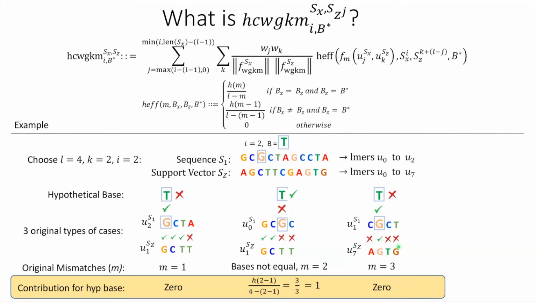In the third case, the number of mismatches was already 3, and there was no contribution at the position of interest because even though the actual base was matched in both kmers, the number of mismatches was too high. With a hypothetical base T at the position of interest, even the one match is lost, so clearly there is no change, and the hypothetical contribution remains the same as the original contribution, which is 0. So at this point, how to calculate the hypothetical contribution for each base at any given position of an input sequence to the decision function for the WGKM kernel should be clear.